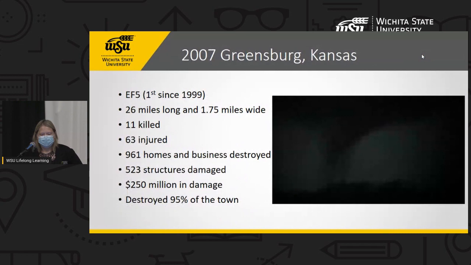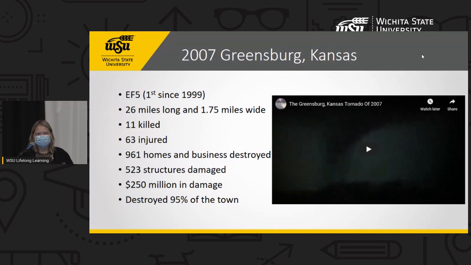Then in 2007, there was another Category 5 tornado that hit Greensburg, Kansas. I was living here by then, and I remember hearing about it and seeing the footage on the news. Any of you who were here in 91 probably have very vivid memories of seeing the destruction after that one as well. This tornado traveled about 26 miles, and it was almost 2 miles wide, so very, very wide tornado.